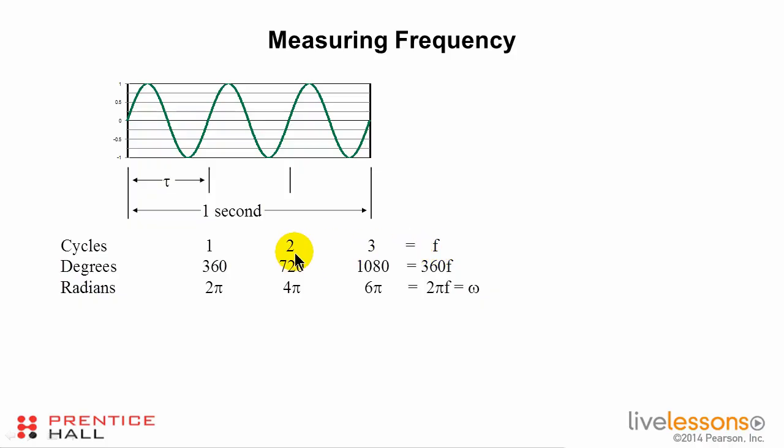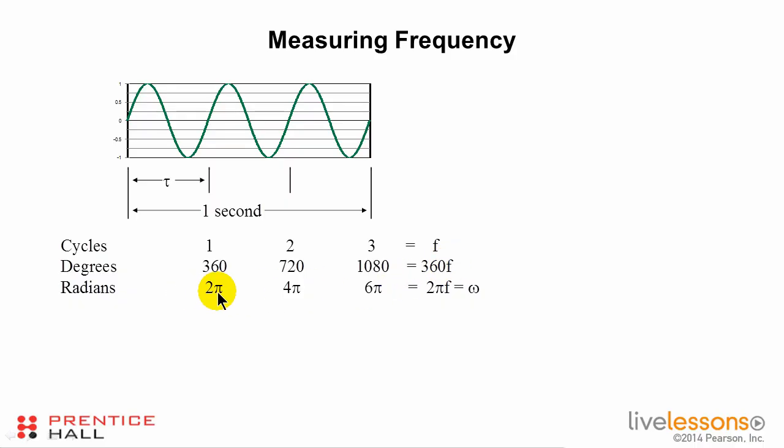Another way we could look at this is count the number of degrees that we go through. So here's 360 degrees. Here's another 360 degrees for 720. Here's another 360 degrees for 1080. So we could say that this has gone through 1080 degrees per second, or 360 times f degrees per second. Fortunately, we don't use that measure.